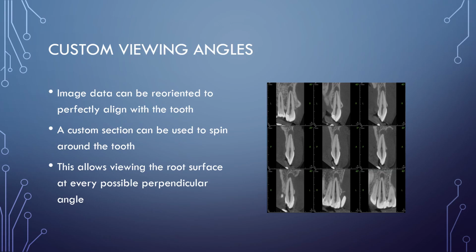Furthermore, we can utilize advanced features to create custom cross-sectional sections. Once the long axis is established, you can generate a series of slices that spin around the tooth in a full 360 degrees. This spinning capability allows you to examine every single point on the root surface from a perfectly perpendicular angle, making it an invaluable technique for spotting subtle fractures, identifying lateral perforations, or pinpointing the exact location of resorptive defects.